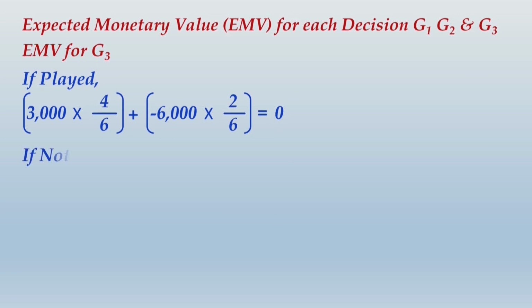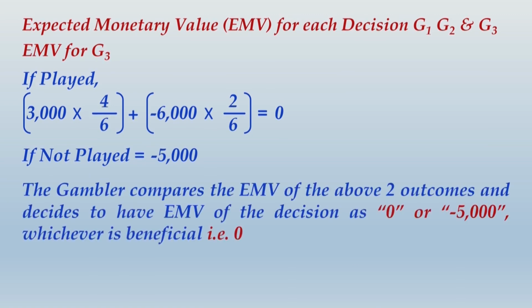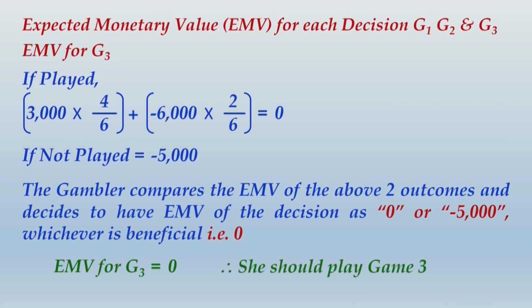If she decides not to play, then monetary value will be negative 5,000. How we landed up at negative 5,000, I have already explained to you. So we can conclude over here that the gambler compares the EMV of the above two outcomes and decides to have EMV of the decision as 0 or minus 5,000, whichever is beneficial. So between the two, the beneficial outcome is 0. So EMV for G3 is defined as 0, and we conclude that she should play game 3.